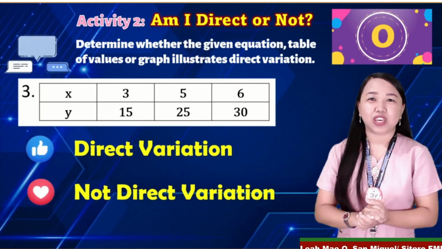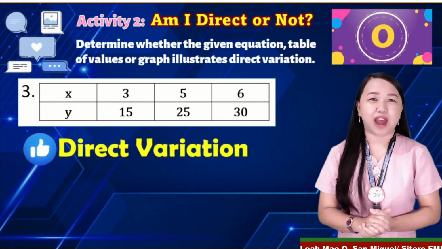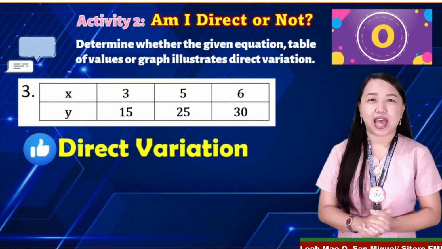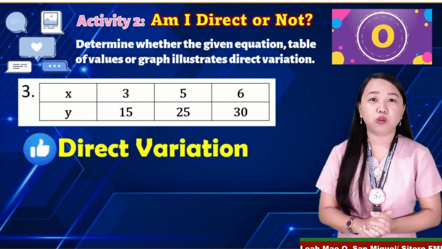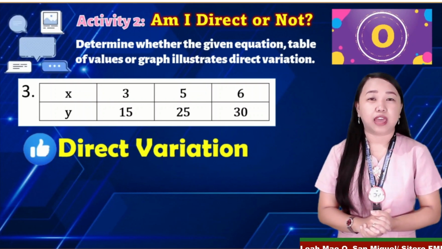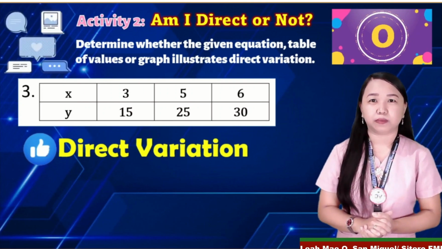Time's up! If you answered like emoji, then you're right. Awesome! As the value of x increases, the value of y also increases. And the quotient of y divided by x is constant, which is 5.